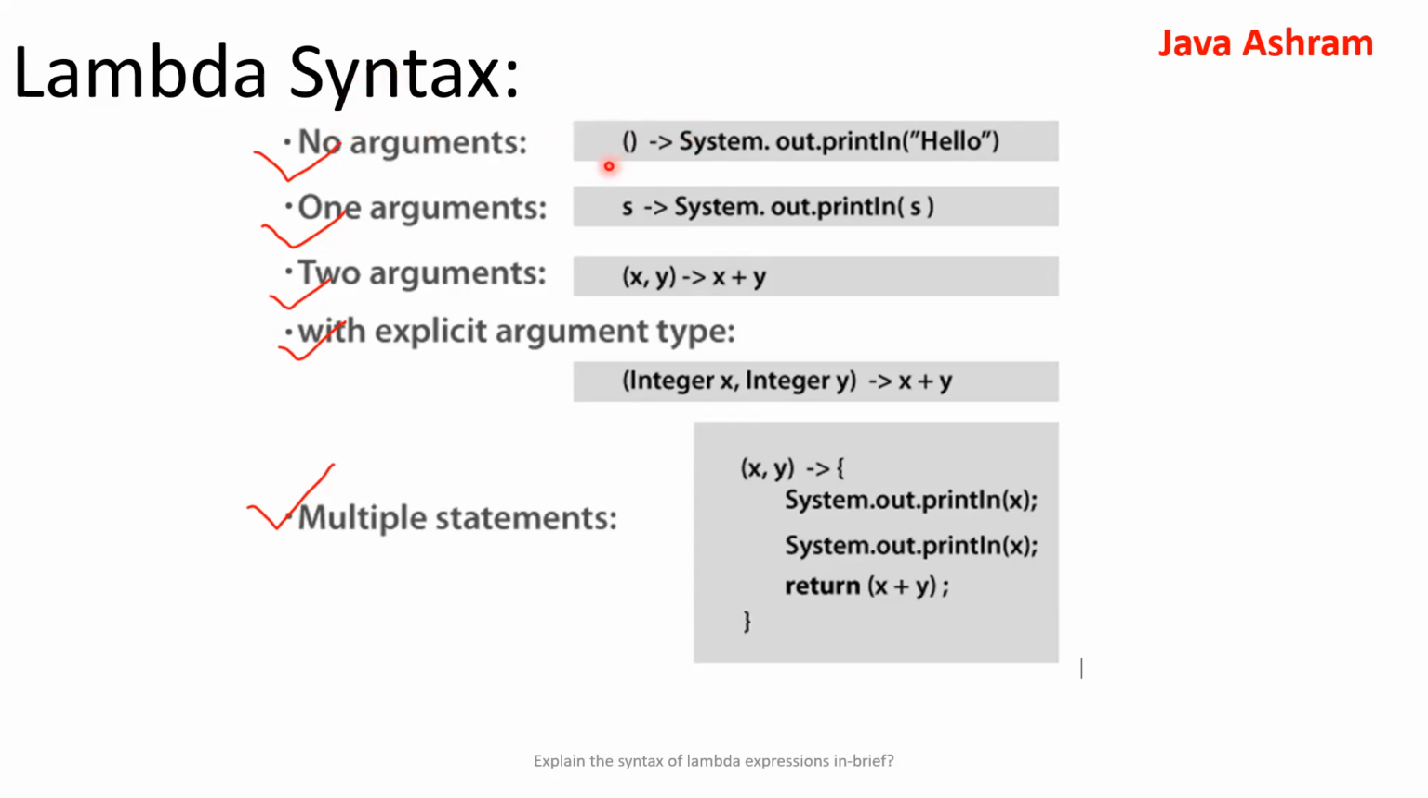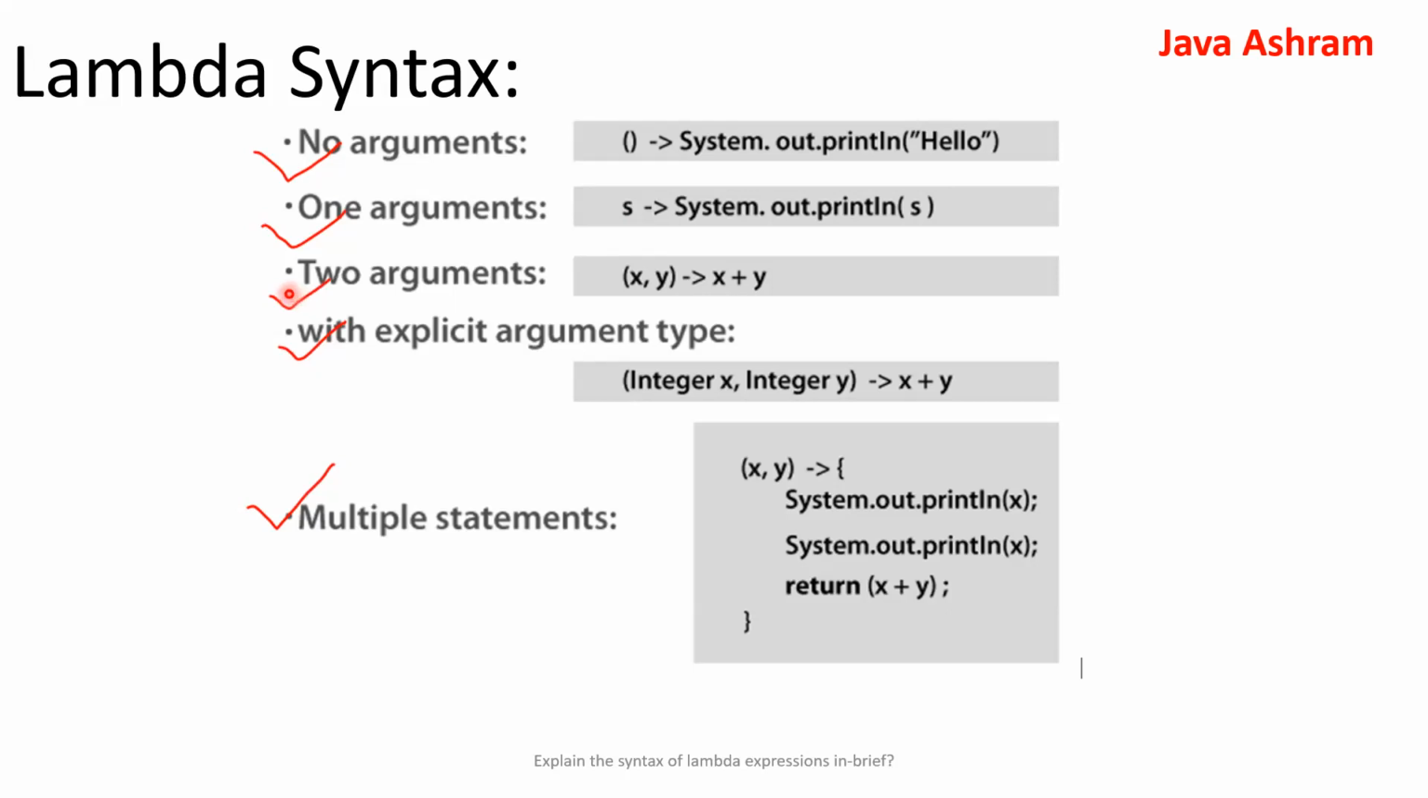So no argument, this is the one. You can put one argument. If there is one argument also, the opening and closing brackets are not required. You can put the single one. And since this is single, the opening and closing braces are also not required. The opening and closing braces are required whenever you are putting multiple statements, right? And if there is a single argument or no argument, no braces are required.